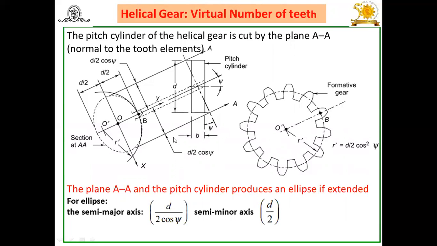Look at this here. This is the gear. Here it is a helical gear, with the helix shown, or teeth which are cut with a helix. Psi is the helix angle here. B is the base width, it's a pitch cylinder, and D is the diameter of the gear. All nomenclatures are given here.